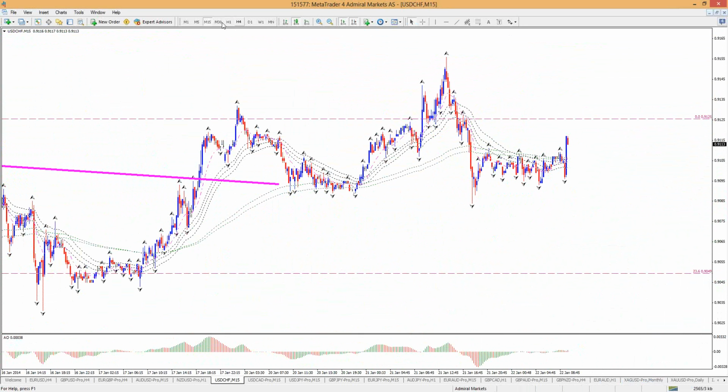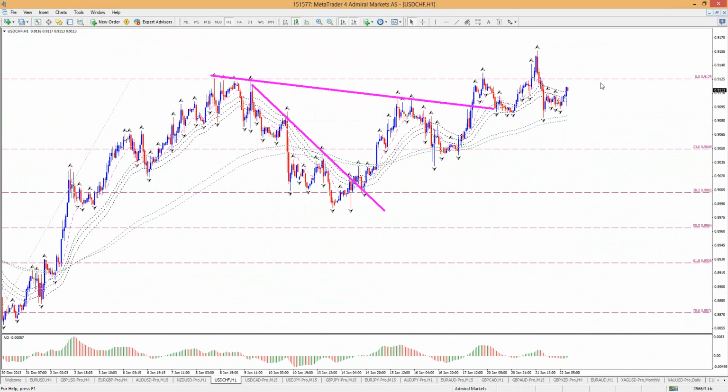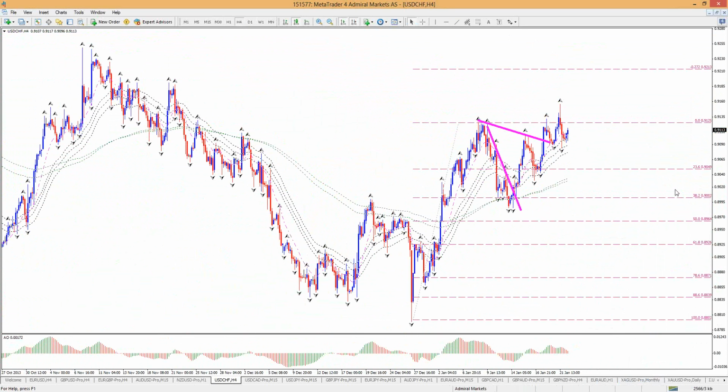Swissy, dollar Swissy. For our chart, we are getting some follow through off of that 38.2. We could keep on marching forward up to the minus 272 target at 92, as we can see.